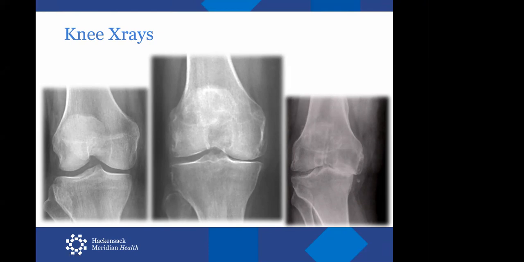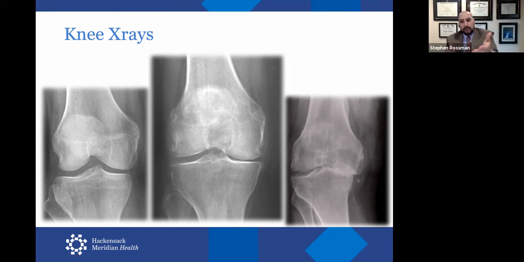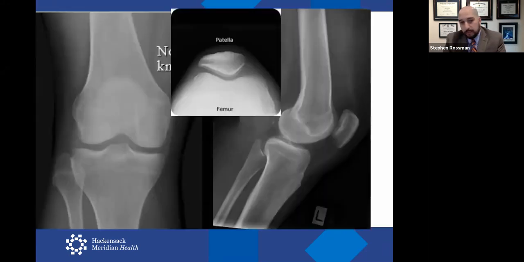The center looks like the inner part of the knee is starting to develop more arthritis, and then you can see bone on bone. So just the deceitful thing. And here we go again, more pictures.